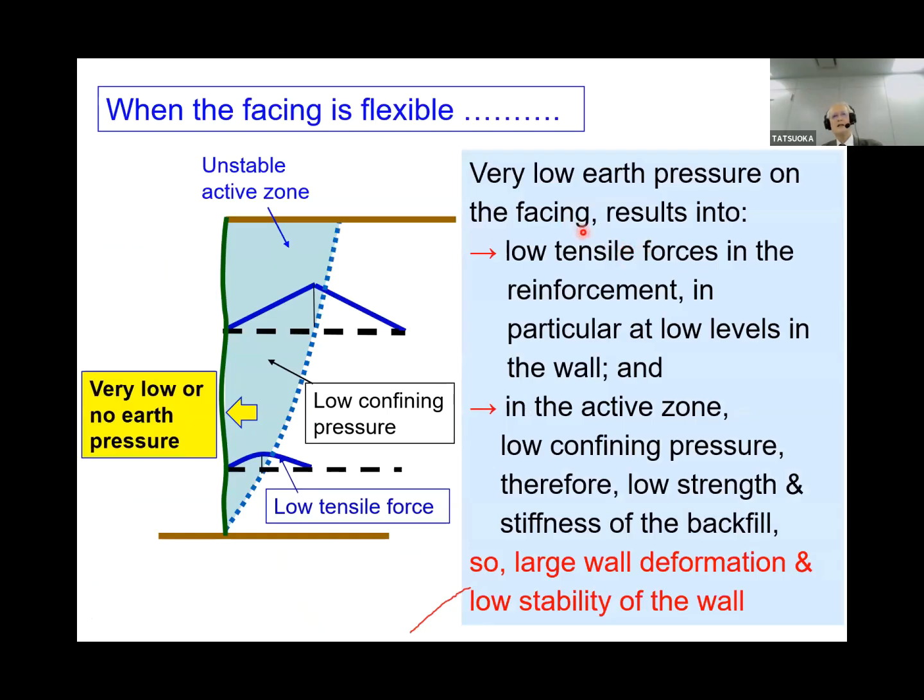So when the facing is flexible, we have a very low earth pressure on the facing, which results in low tensile forces in the reinforcement, in particular at low level of the wall. And in the active zone, we have a low earth confined pressure, therefore low strength and stiffness of the backfill. So we have a large wall deformation and low stability of the wall.